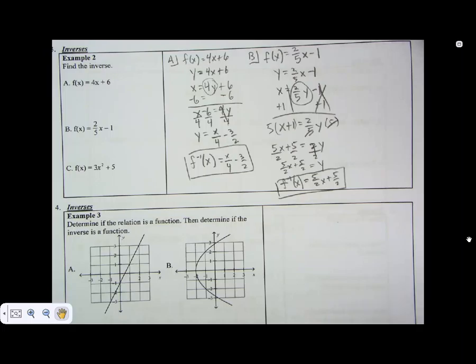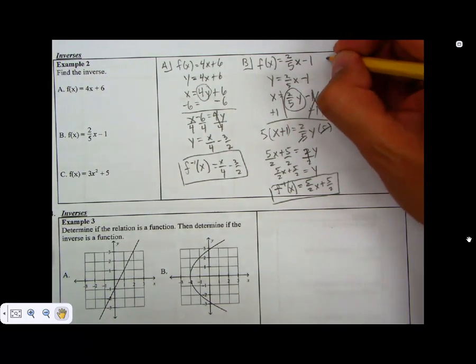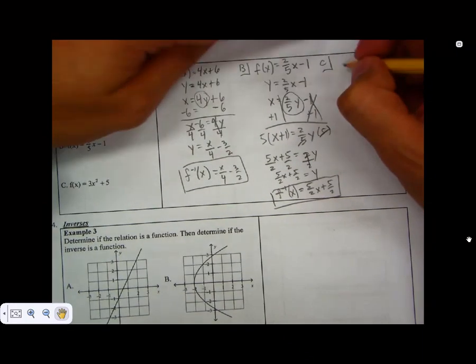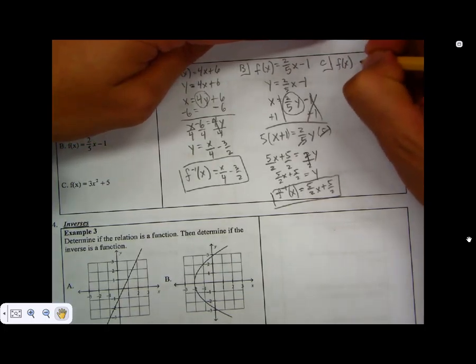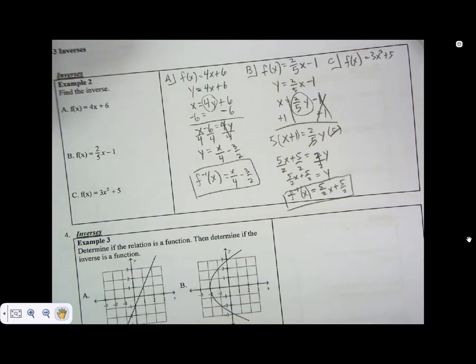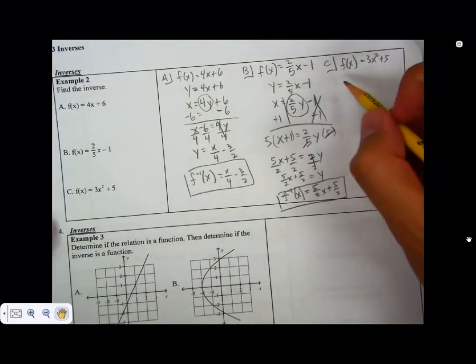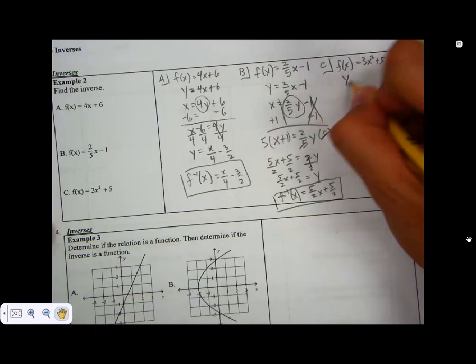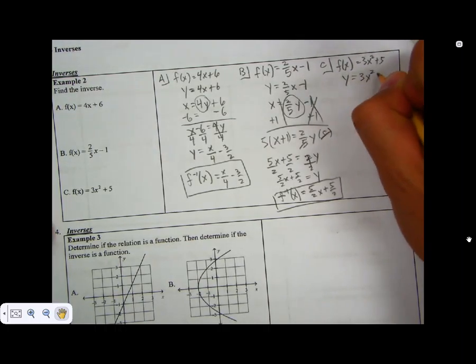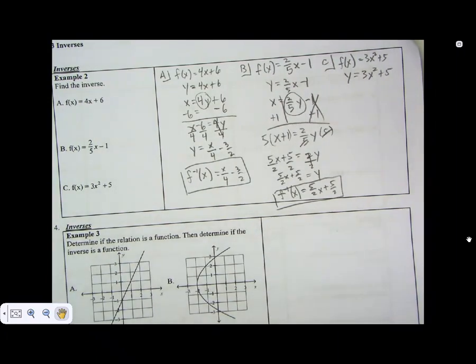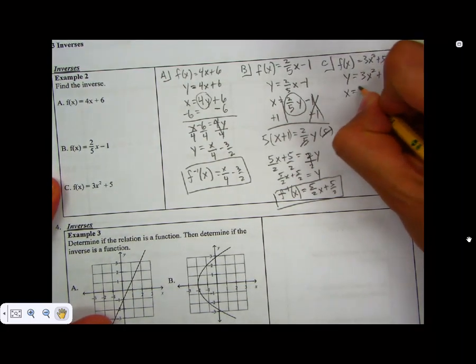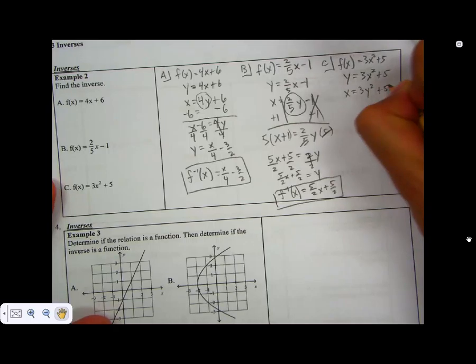Okay, and last one for example 2C. We're going to write f of x is equal to 3x squared plus 5. f of x just means y, so I'm going to write y equals 3x squared plus 5. To find the inverse, switch the x and y. So this is going to be x equals 3y squared plus 5.